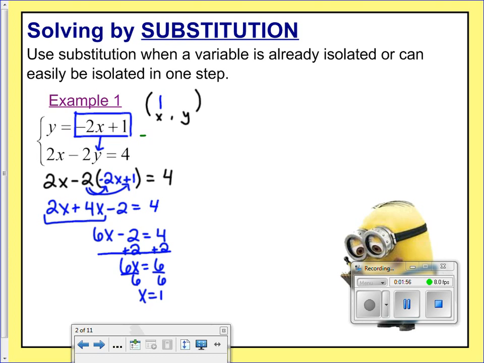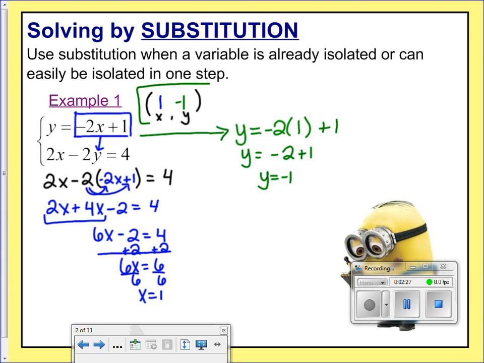Well, the next piece I'm going to do is take this equation right here, and I'm going to plug in for x. Really, truly, I could plug into either equation, but it's going to be easier to plug it into the one that's already boxed. So y equals 2x minus 2. I know the value of x. x equals 1. Now let's simplify. y equals negative 2 plus 1. Therefore, y equals negative 1. So my final solution is this point, 1, negative 1.